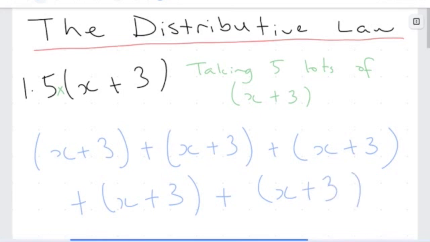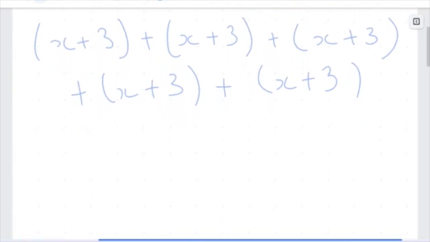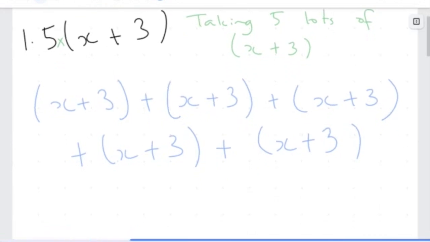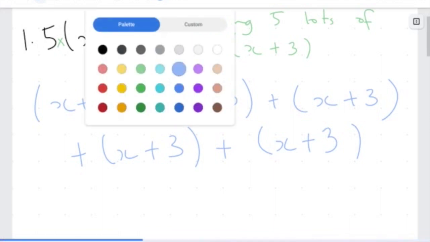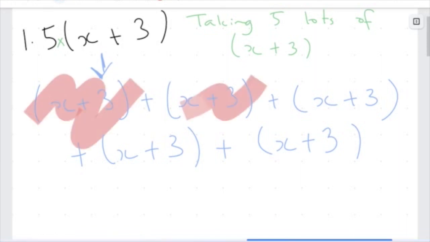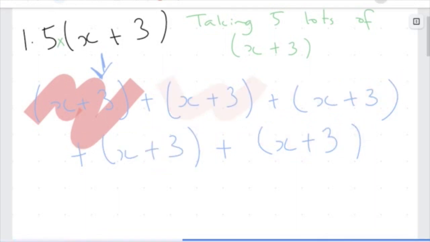Now, once again, I'm going through this quite slowly here to hopefully get you quite comfortable with how we establish this rule in the first place. Because we're just going to do a couple of questions in this way, see if we find a pattern, and then apply this to all brackets that we need to expand. Now, would we agree that this thing up here is exactly the same as the thing down the bottom? We're taking 5 lots of x plus 3. So we have 1, 2, 3, 4, 5 lots of x plus 3.